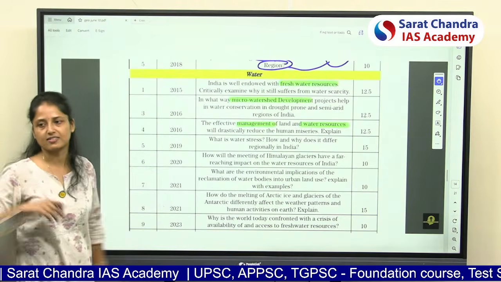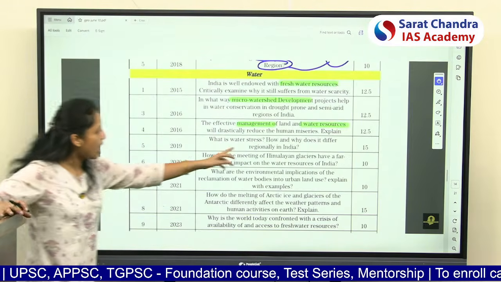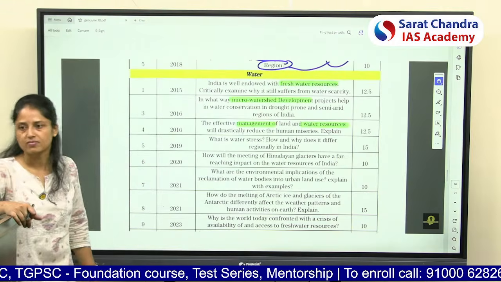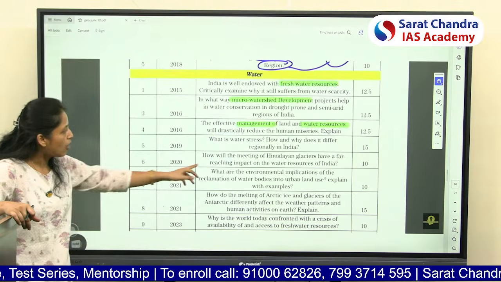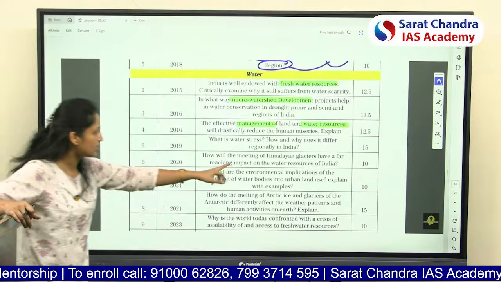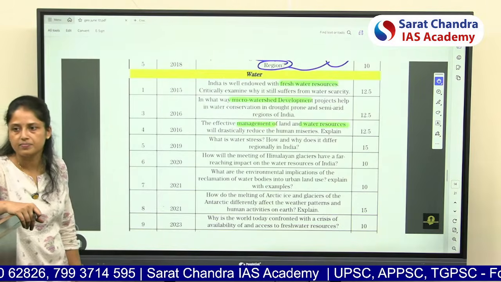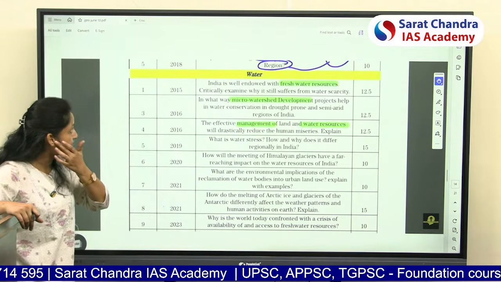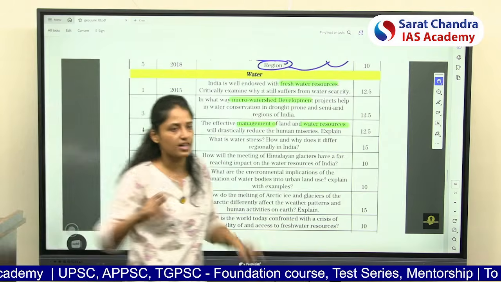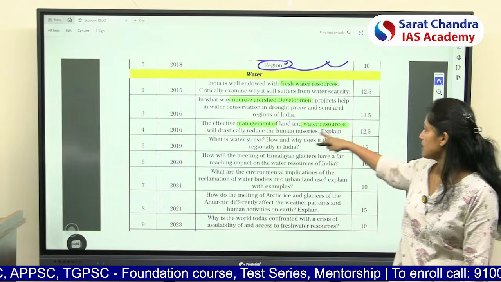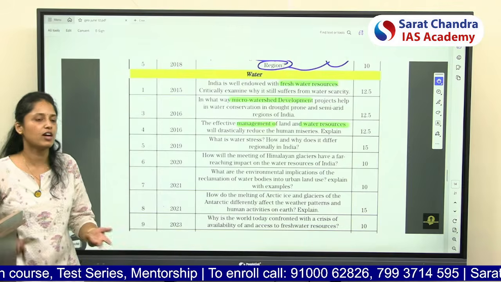Now, what is water stress? Very simple. Just now we were discussing water stress, and it is simply asked what is water stress, and how and why does it differ regionally in India? Again, the same type of problems, that means why scarcity is happening, very basic. How will the melting of Himalayan glaciers have a far reaching impact on the water resources of India? I think in environmental geography we had that topic, polar ice caps, glaciers. Whenever you read about any phenomenon, you have to read the impact, right? So here the melting of glaciers is asking the impact on water resources. So how will you answer this type of question?